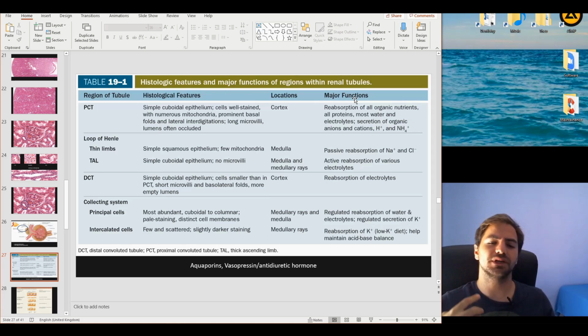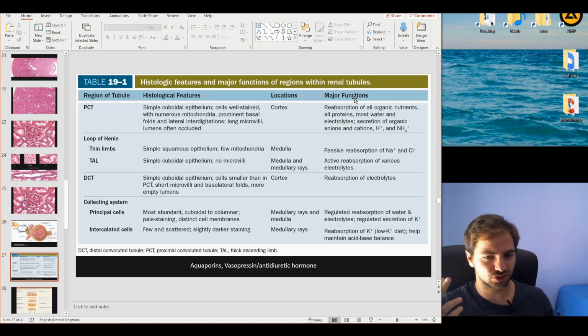This is because we're going to start seeing the effects of aldosterone and the effects of the antidiuretic hormone in these areas. Let's finish with the collecting system, then let's talk specifically about the hormonal regulation. The collecting system is composed of 2 different cells, the principal and the intercalated. The principal cells are responsible for the reabsorption of water and electrolytes and the regulation of potassium.